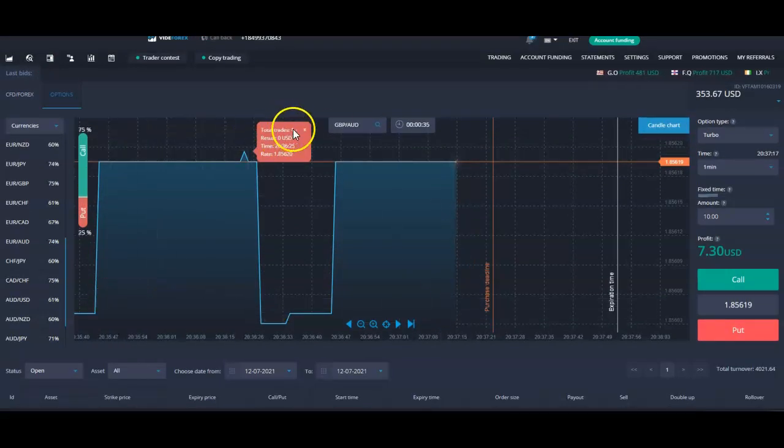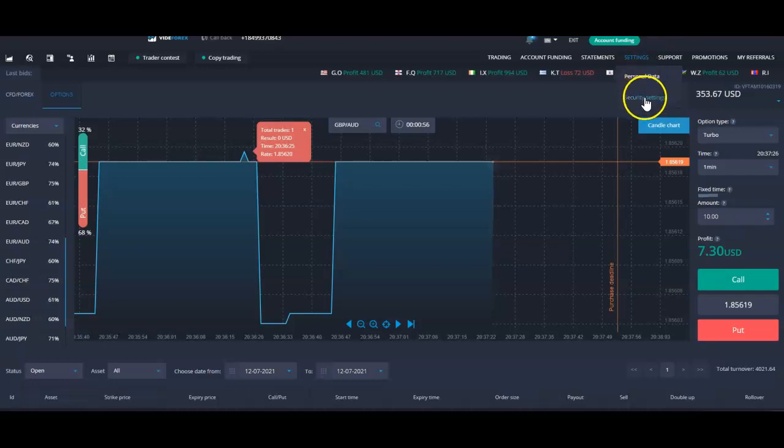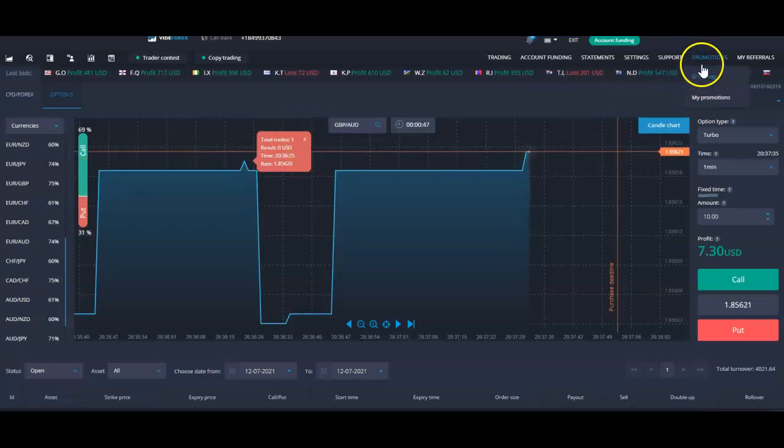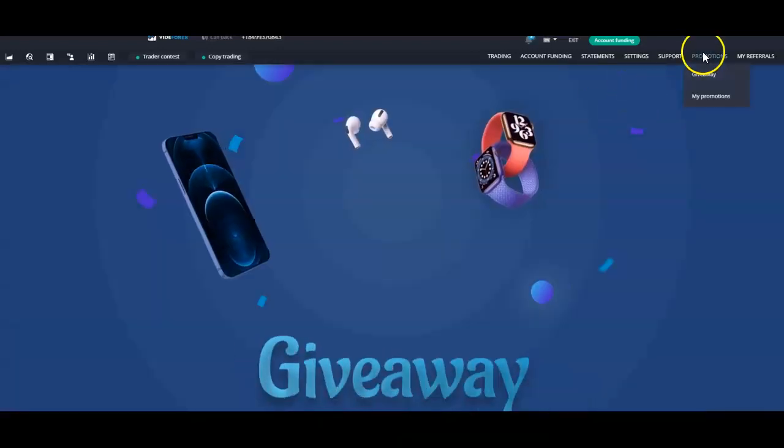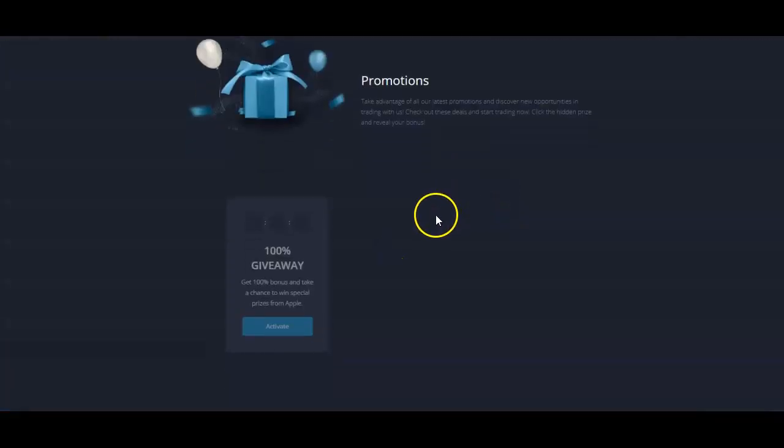So yeah, guys, that's basically the overview of Videforex. You can go account funding, your settings, your personal data. You can choose security settings and add two-step verification. And then you can also click in the promotions here. They also have trading giveaways that you can register for. Let's see the promotions. Promotions, sometimes they have 100% giveaways.